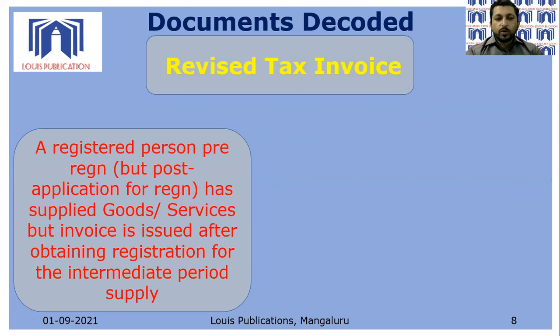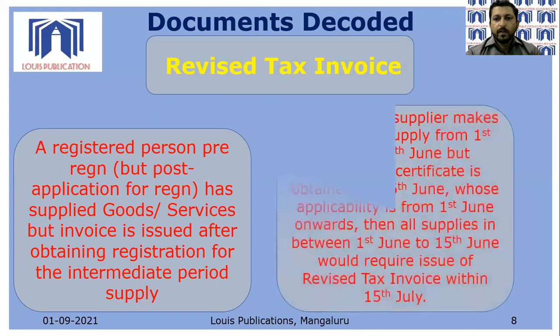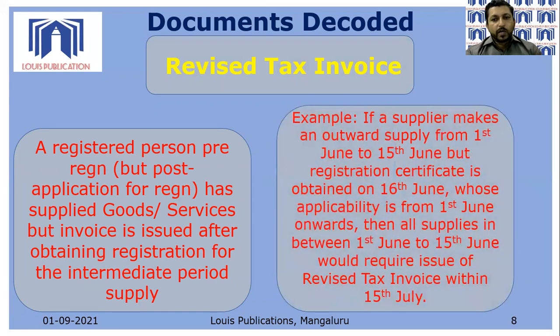So he has supplied goods or services, but the invoice is issued after obtaining registration for the intermediate period supply. Let's take an example. If a supplier makes an outward supply from 1st June to 15th June, but the registration certificate is obtained on 16th of June, that means quite a few transactions have happened from 1st of June to 15th of June, but the registration certificate is received later. That means he has already applied. The registration certificate is received on 16th of June, which becomes applicable from the beginning of the month of June, that is from 1st of June.